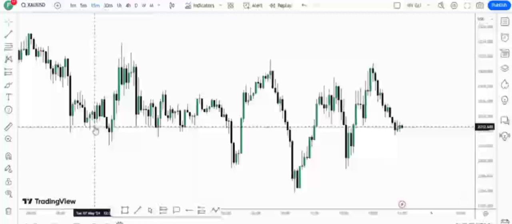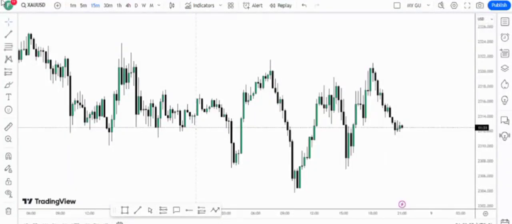Right. Another example. See, price gave us a wick. What happens after that wick? We have a wick low. You can see how price even pushed lower, but closed within the wick range, correct, right?